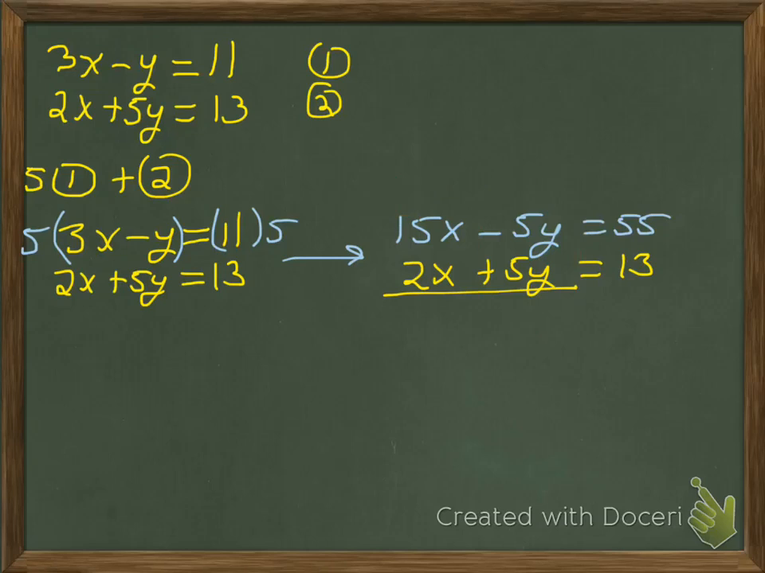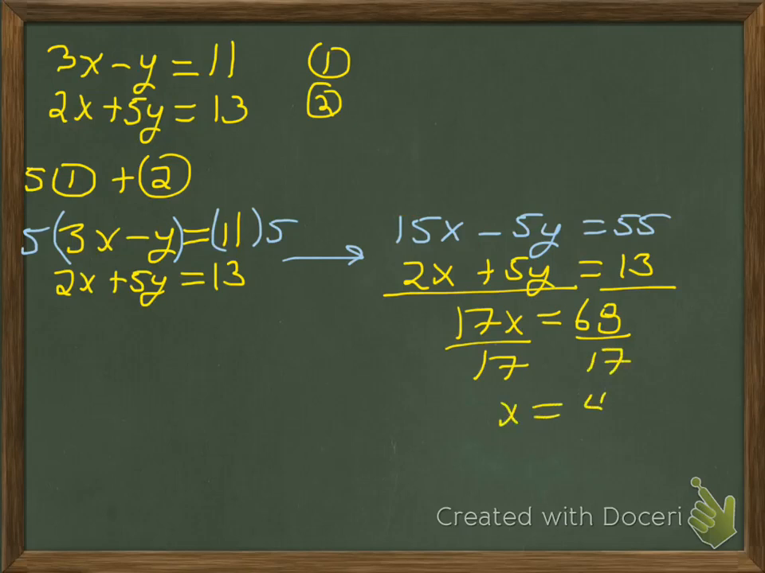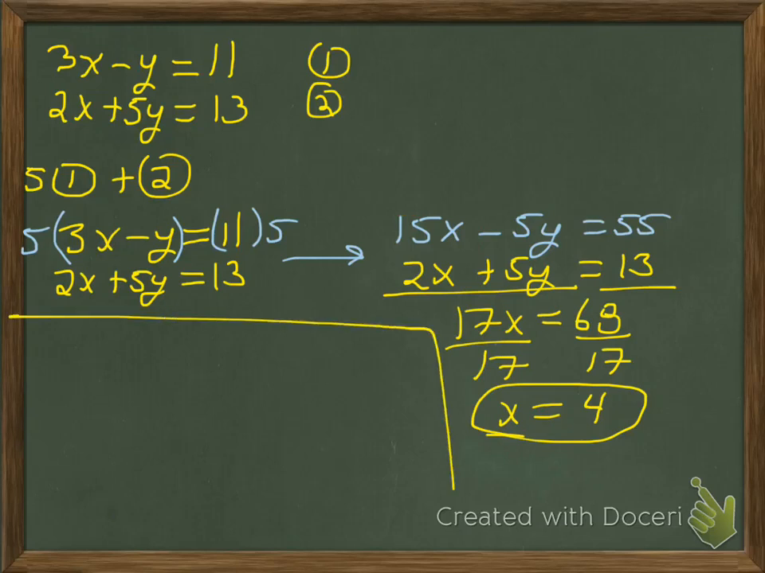Alright, so 15 and 2 makes 17. 55 and 13 makes 68. 17x equals 68. We'll divide both sides by 17, and x will be equal to 4. At this point, I can either substitute this into equation 1 or 2, it does not matter, I will get the same answer. I'm going to substitute it into equation 1 because it has a little bit smaller numbers. So it's going to be 3 times 4 minus y equals 11.